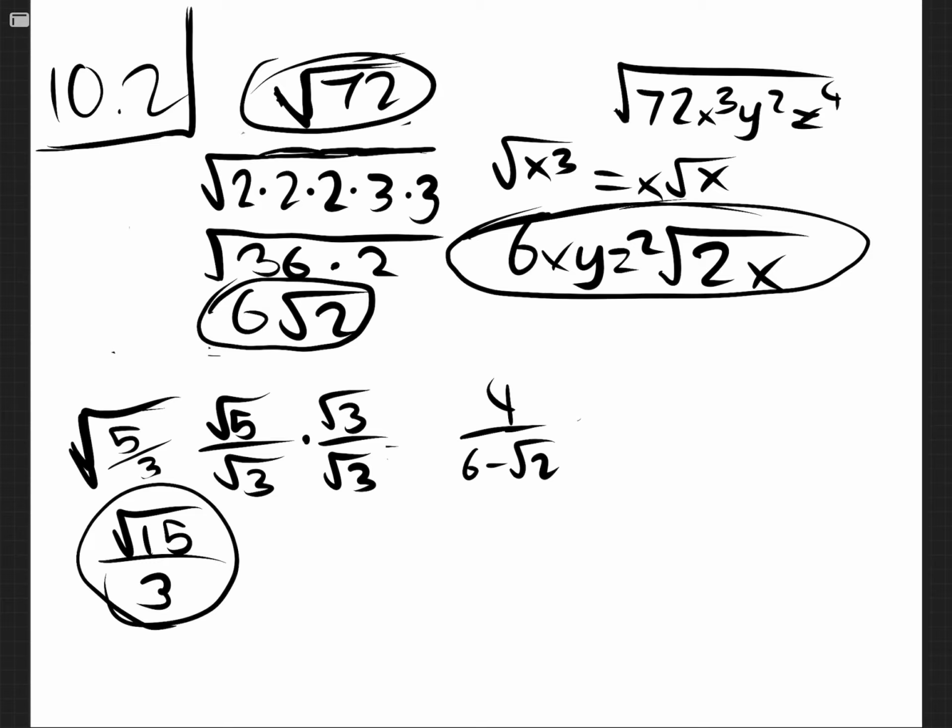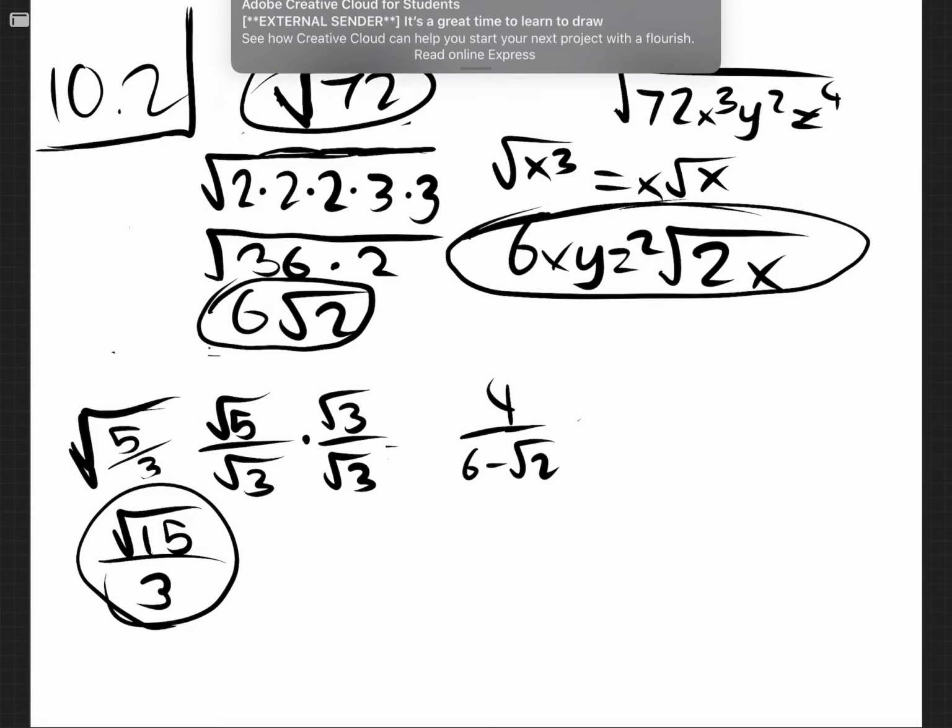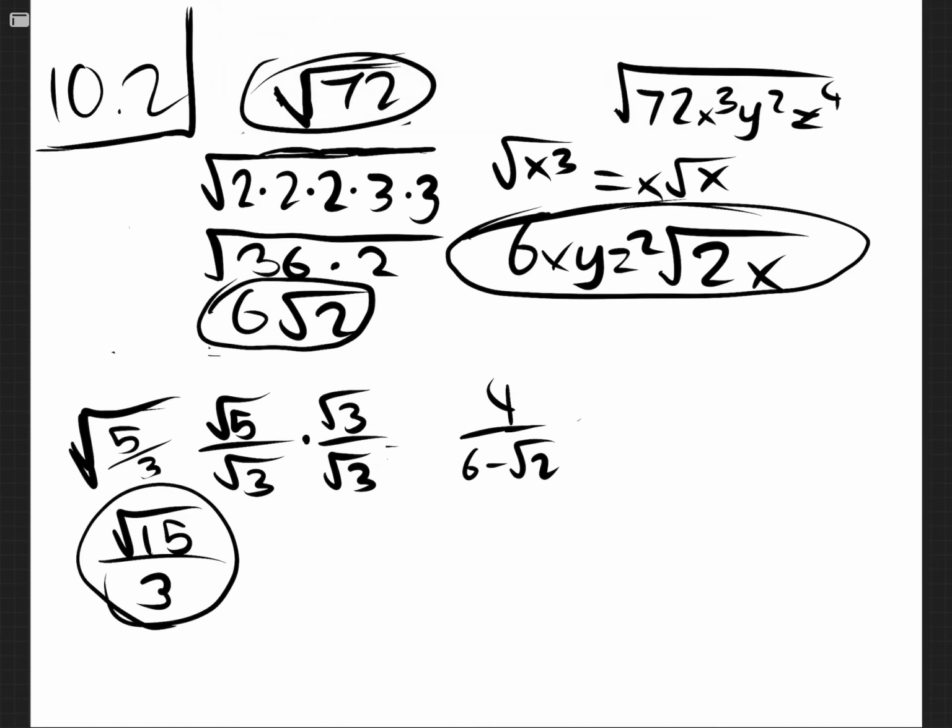And for this last one, this may look a little bit more complicated because it is, but for this one, we have to use difference of squares. Difference of squares is a minus b times a plus b. So we have to multiply by the conjugate, which means just switching the sign of the radical. So 6 plus square root 2 over 6 plus square root 2.